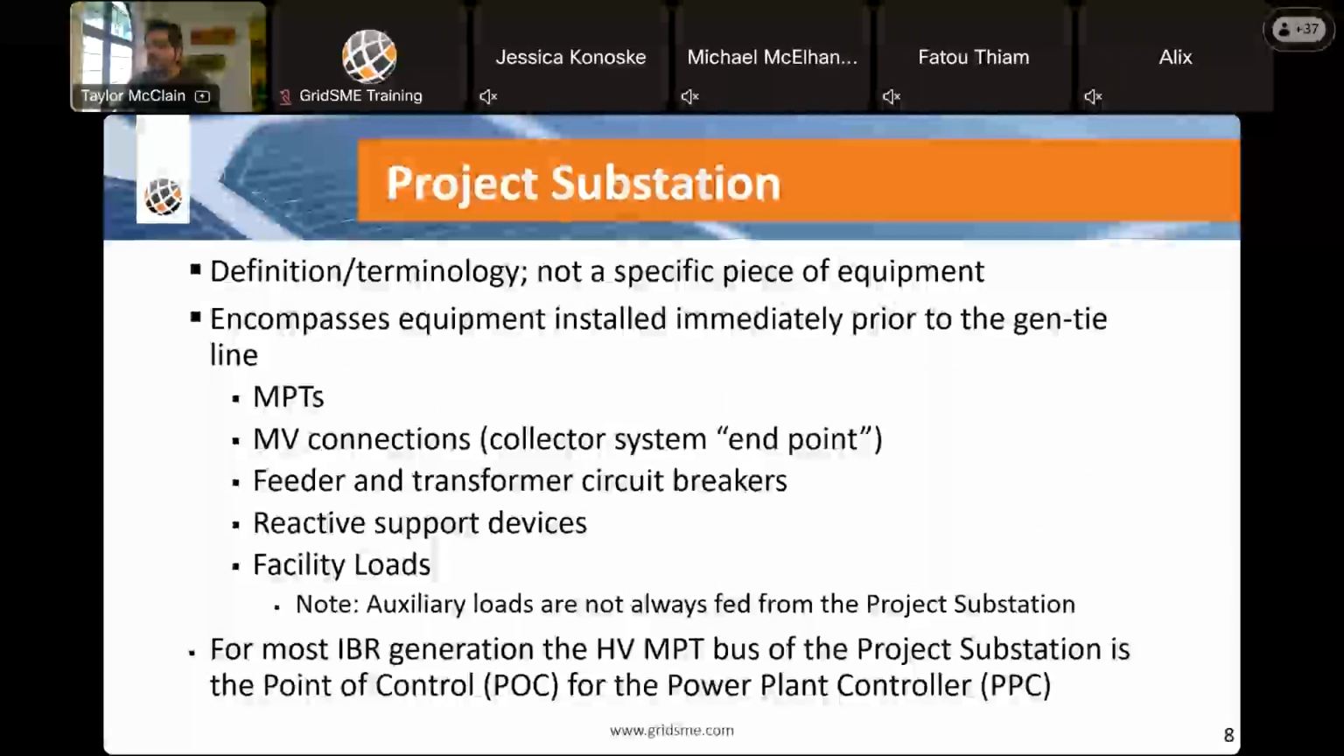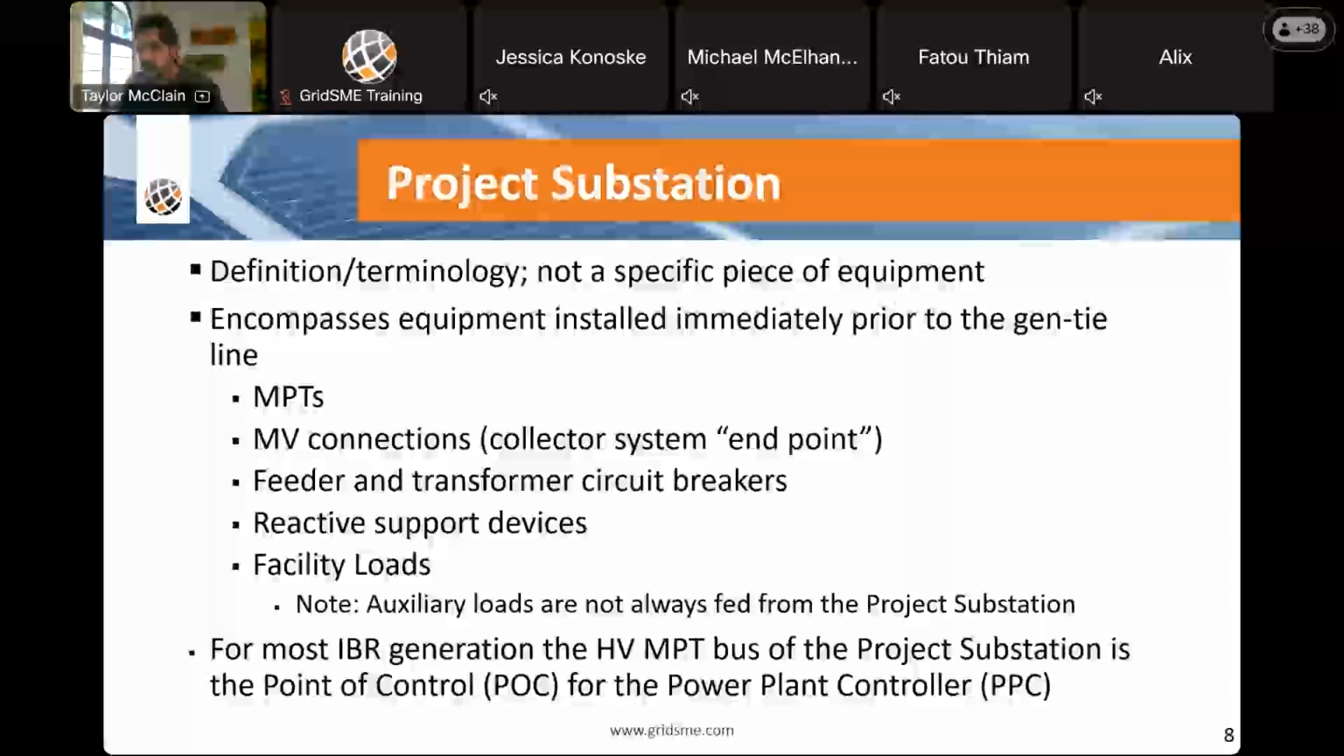So the project substation is more of a term than a specific piece of equipment. The project substation, as shown here, is where you're going to see the main power transformers, the medium voltage connections, where all of your feeders come in, circuit breakers. You would typically have your reactive support devices located there as well on the medium voltage side, and your facility loads as well. One thing to note is that station service load is most always going to be fed from your project substation, from the medium voltage side of your main power transformer.